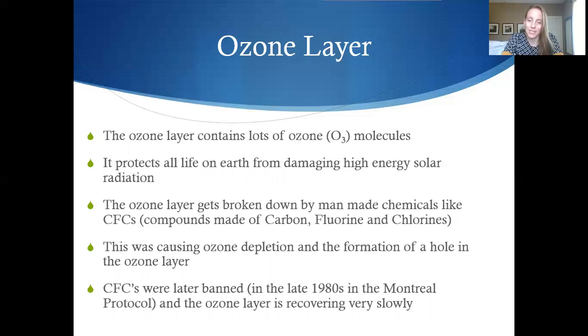That compound actually causes the ozone layer to break down and deplete. This, in the past, has caused large holes to form in the ozone layer, though those chemicals were banned in the late 1980s in the Montreal Protocol. And ever since then, the ozone layer has been slowly recovering.